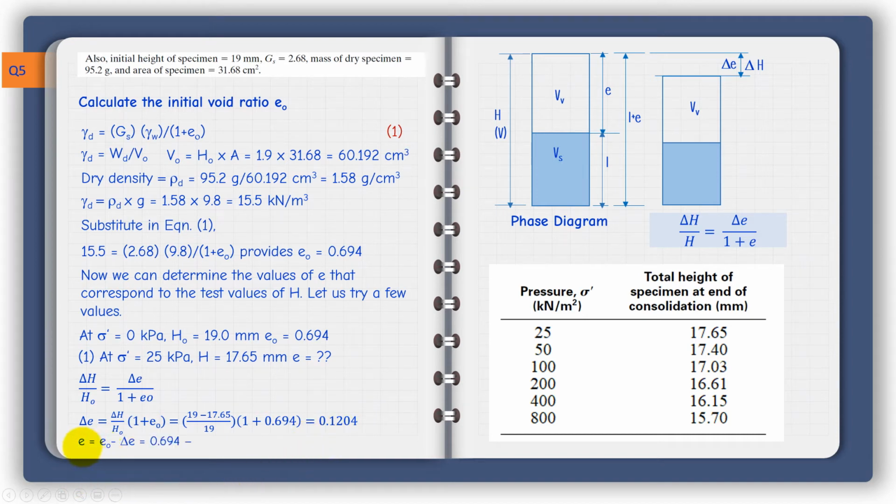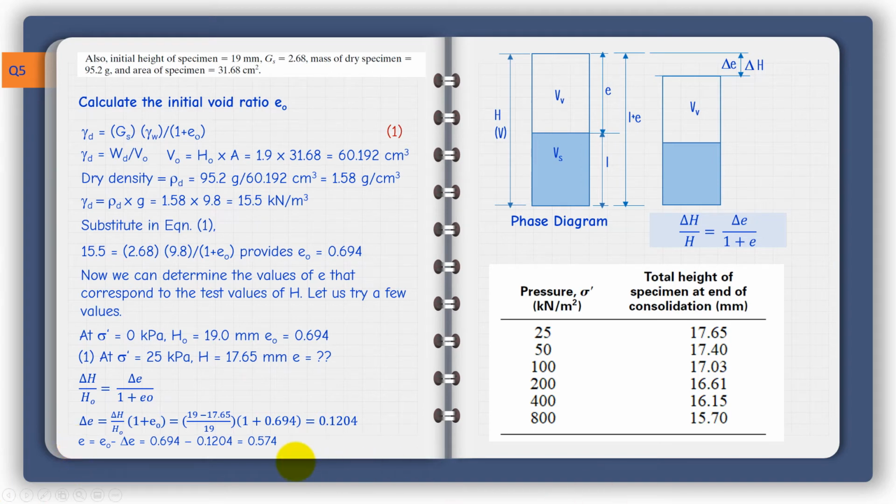And as such, the void ratio at this height is e naught minus delta e. That's 0.694, I calculated it, minus 0.1204, that's 0.574. It's important to understand what we're doing here. Because we are applying pressure, the void ratio reduces or drops by the compression.